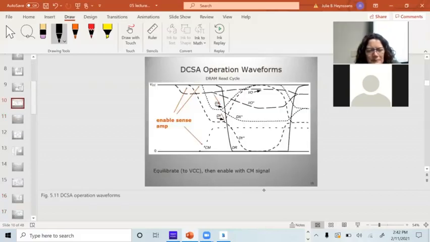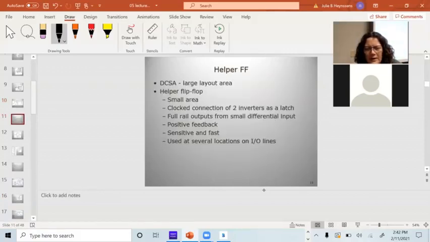Okay. The helper flip-flop. So you've got this array of like 512 sense amps.